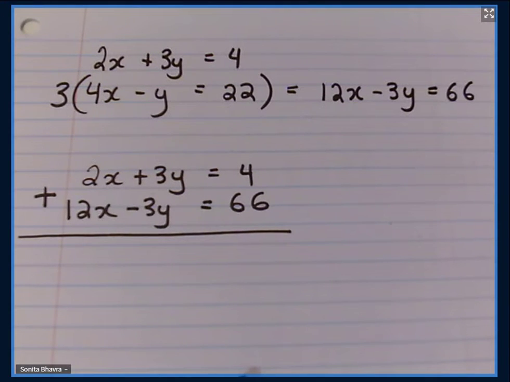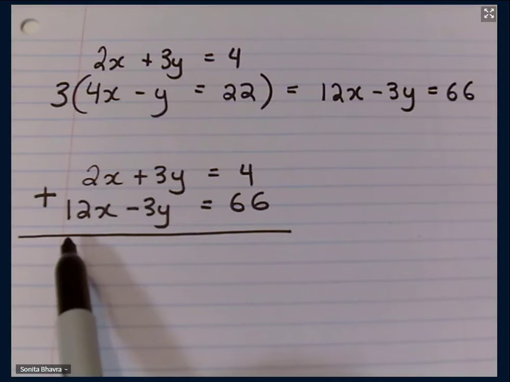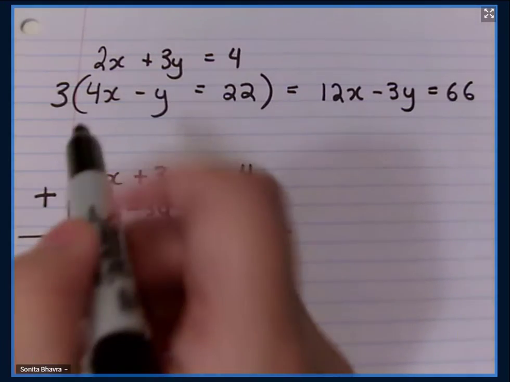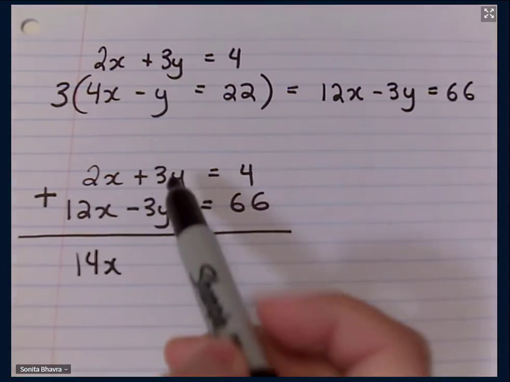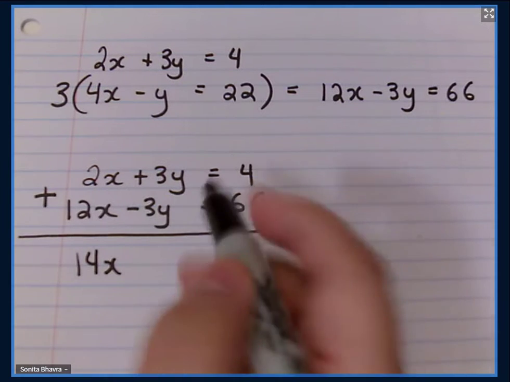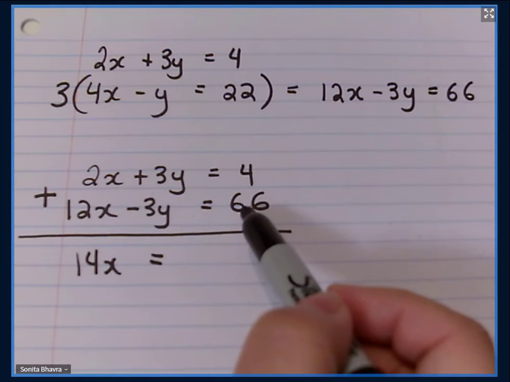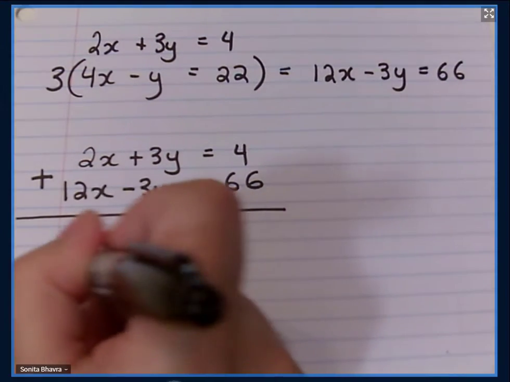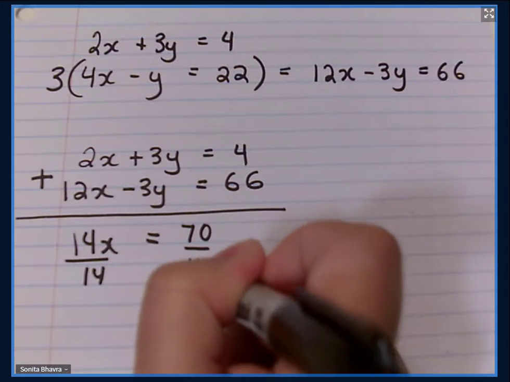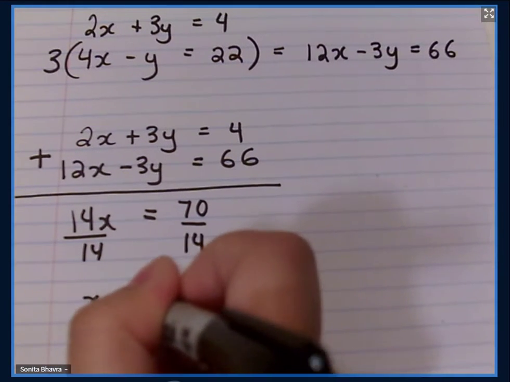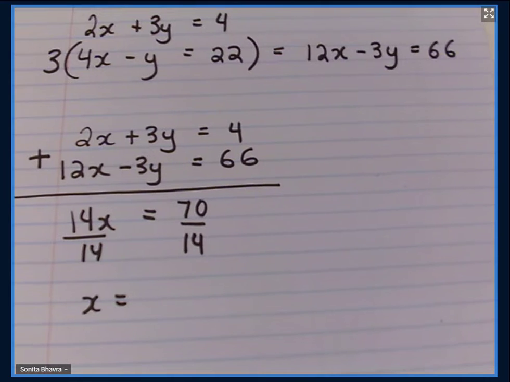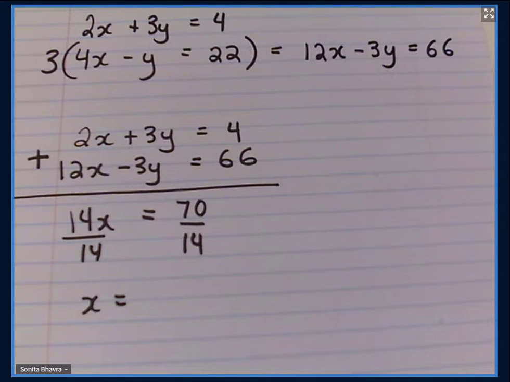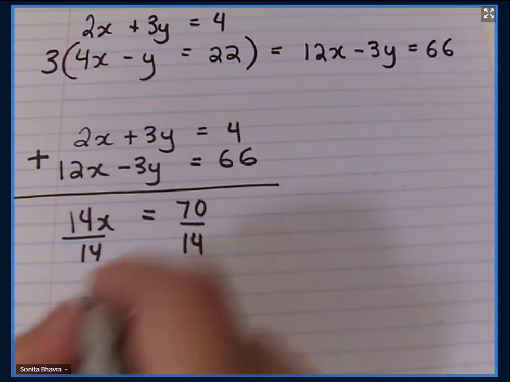All right, so here then 2x plus 12x gives me 14x. 3y plus negative 3y, that's canceled to 0. And then 4 plus 66 is 70. And then we'll divide by 14 on both sides. And x is equal to, I'm just going to grab my calculator, 70 divided by 14 is equal to 5.